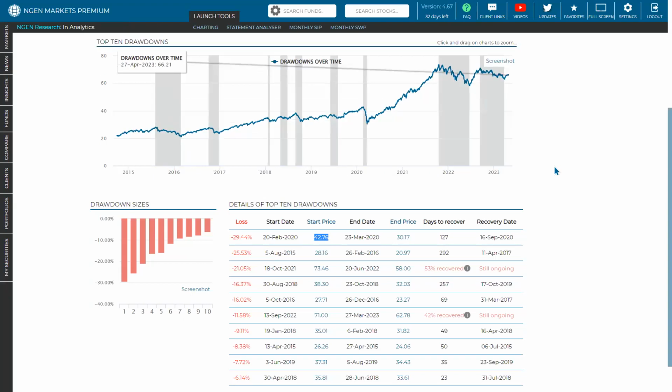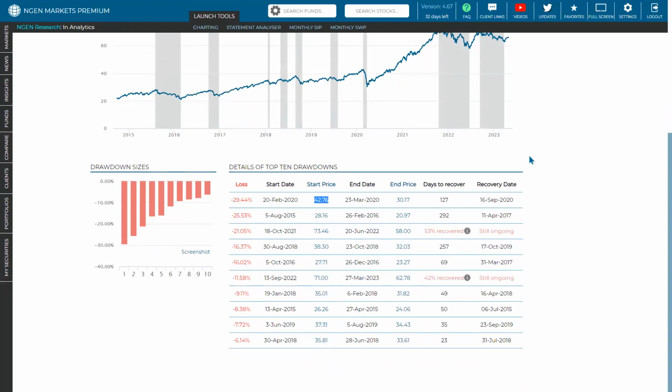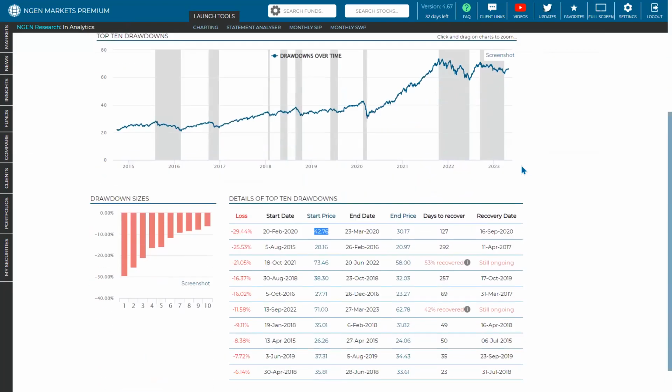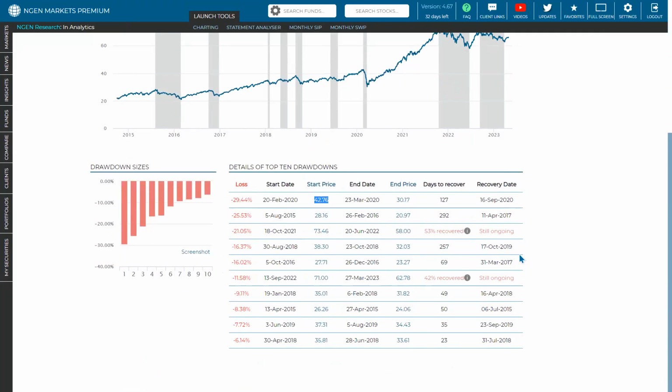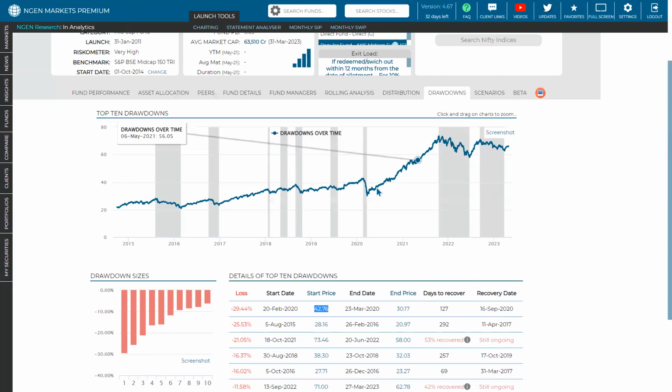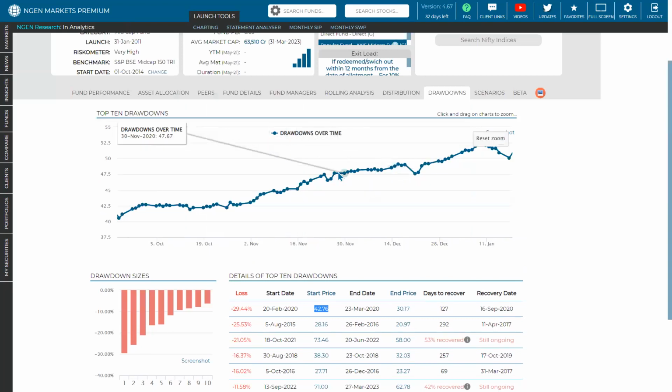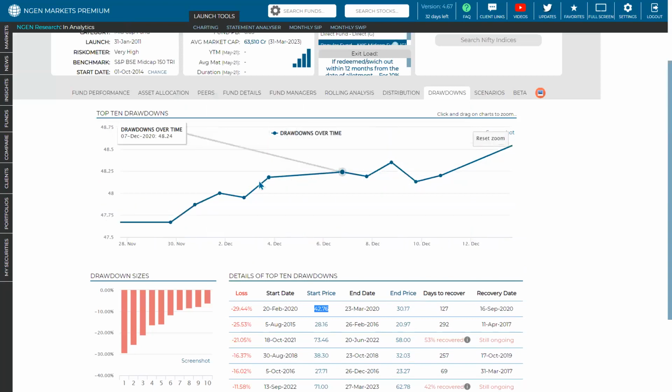Now, at Engine, we calculate as many drawdowns as possible. But for display purposes, we are displaying the top 10 to give you an analysis. For example, if I consider a small drawdown, even this can be considered a drawdown. If I just say for a 1 day period, from 09 December 2020 to the 10th December, within a day it had a fall.